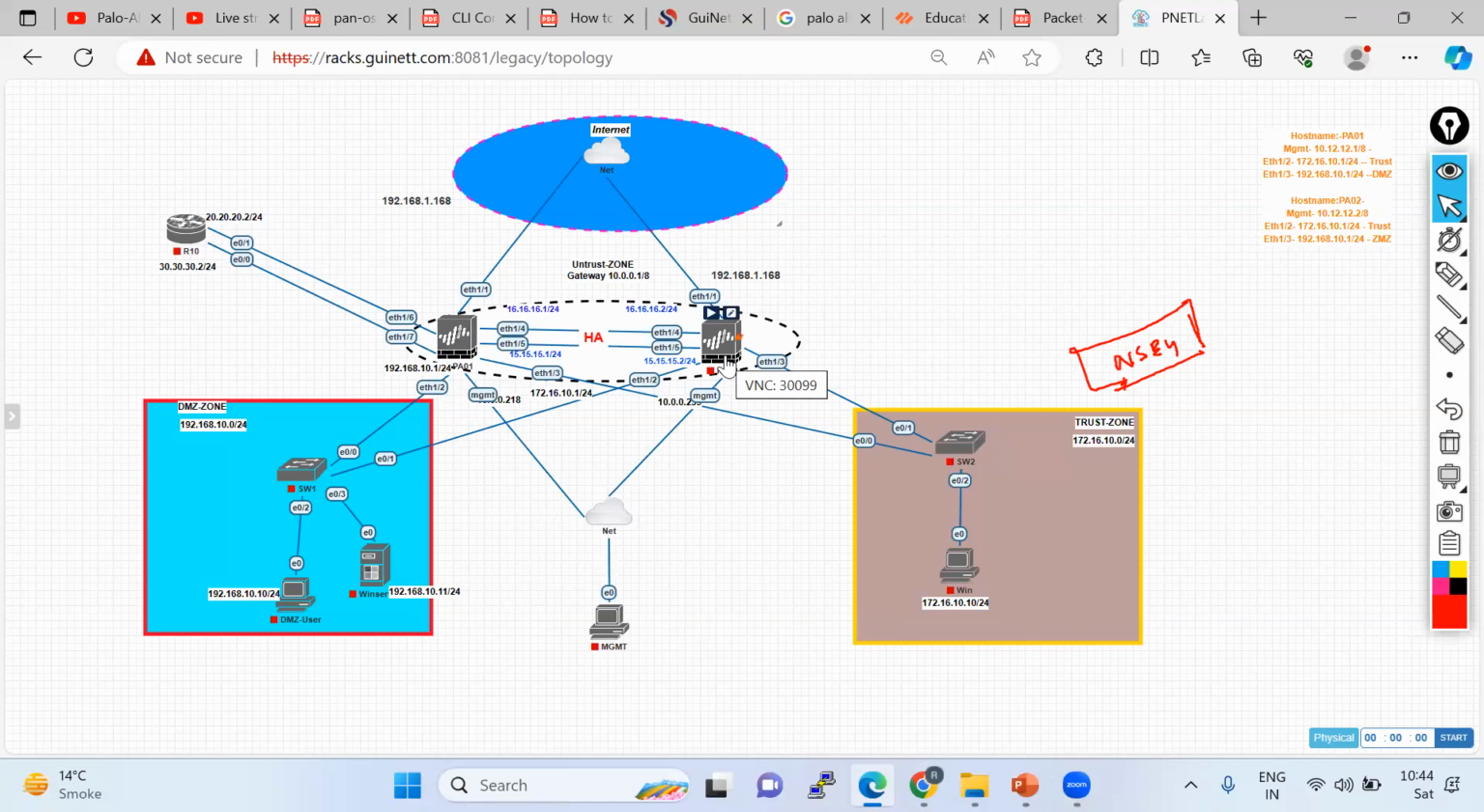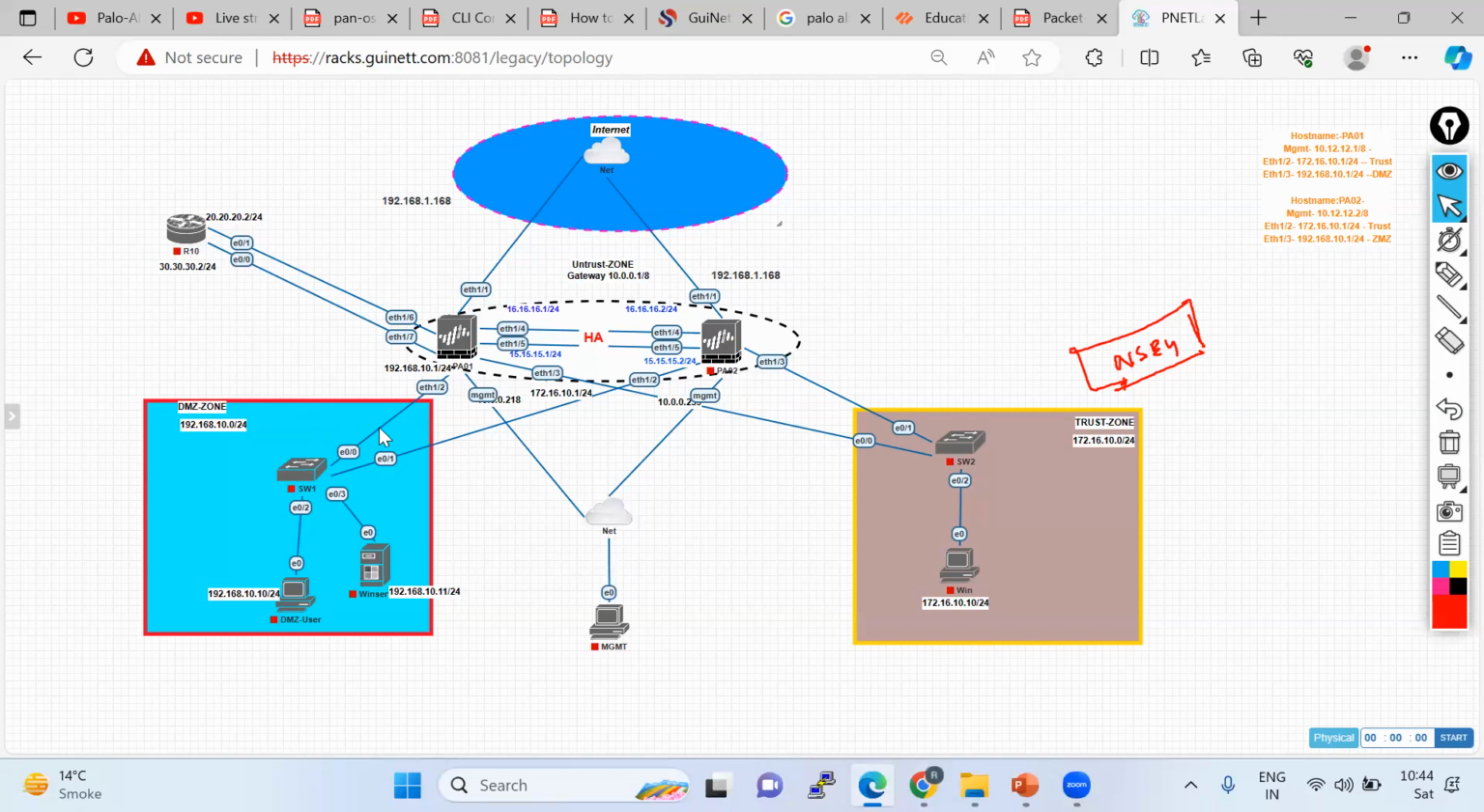There is a prerequisite: you have to do the configuration in the Palo Alto firewalls to make them primary, active, and passive. So in Palo Alto, just giving the example, when I talk about FortiGate, I'll explain each and everything. So here we have the concept.